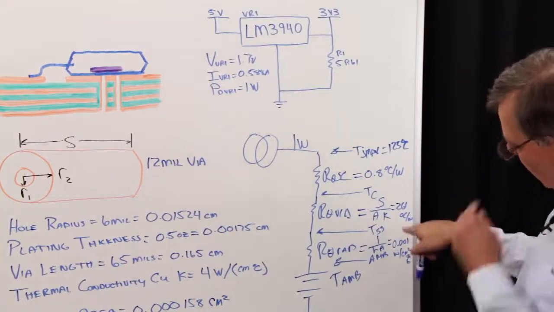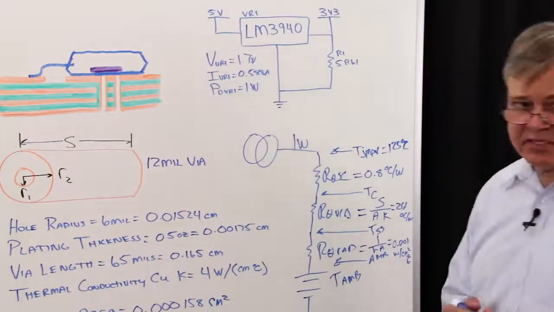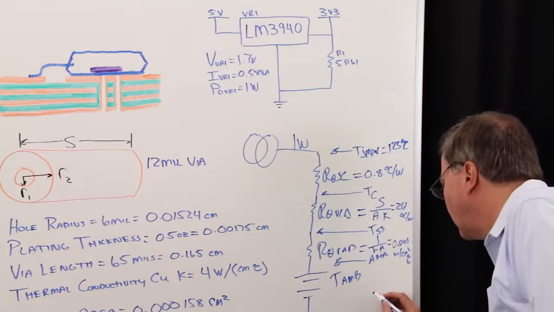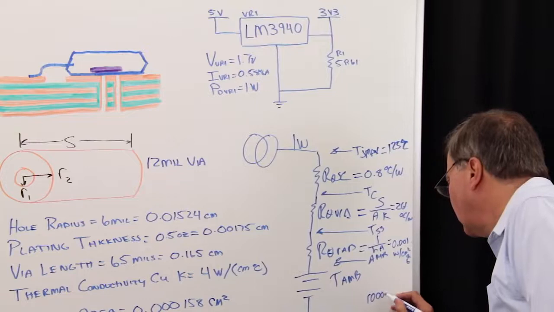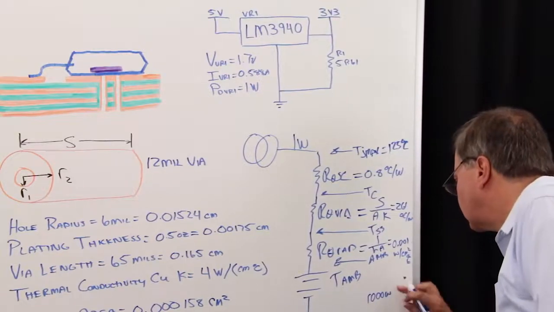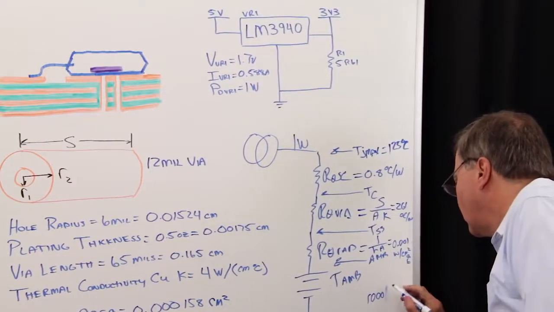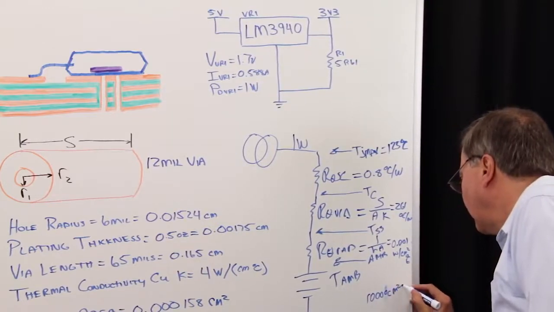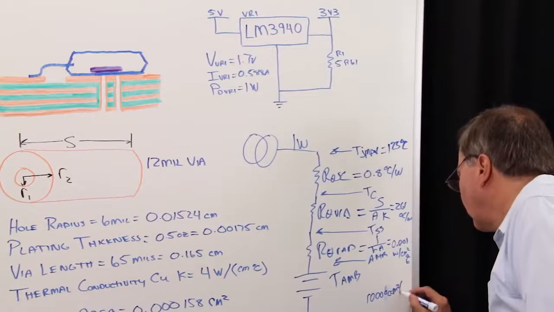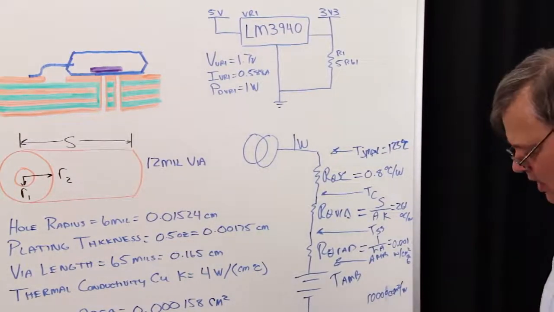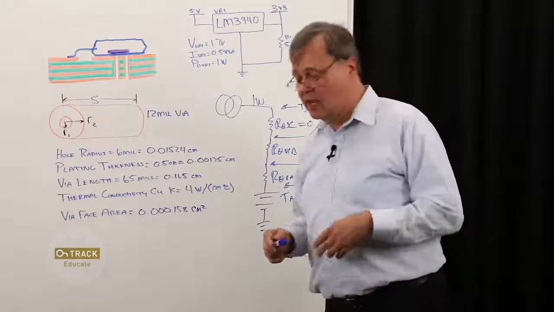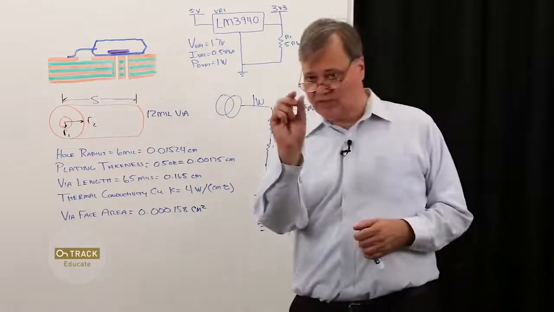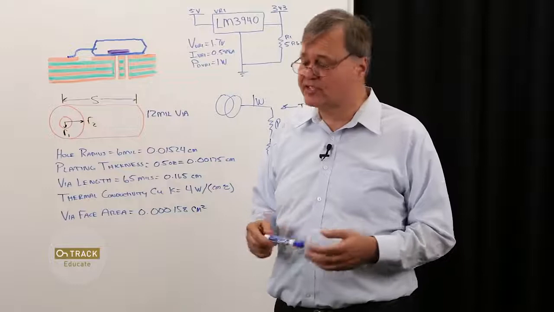So, 1 over this is going to give us a thermal resistance of 1,000 degrees C centimeter squared per watt. It's a pretty big number. Now, but keep in mind, that's 1 square centimeter. That's a pretty small surface area.